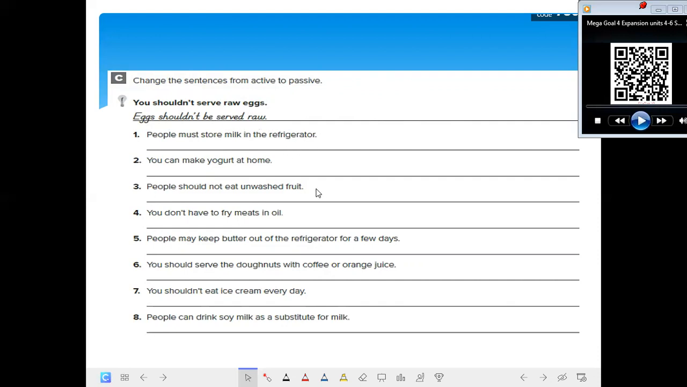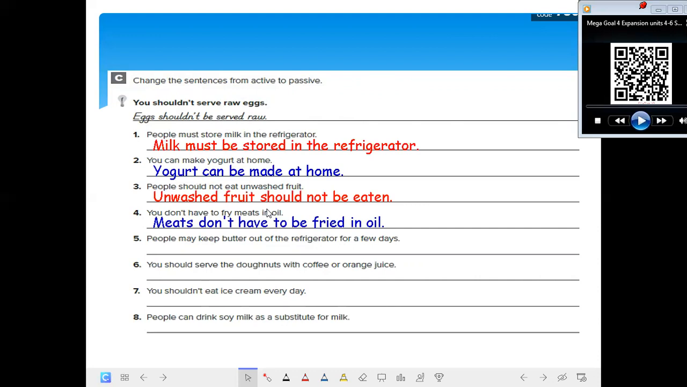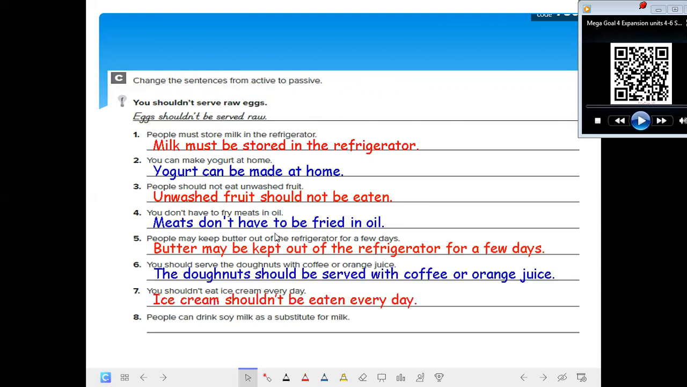Okay, now I will show you the answers from number 1 to number 8, and I want you to write them on your workbook on this page for exercise C. But I want you to study the sentences carefully to know how to change the sentences from active into passive.